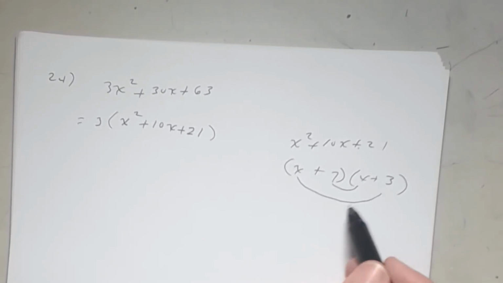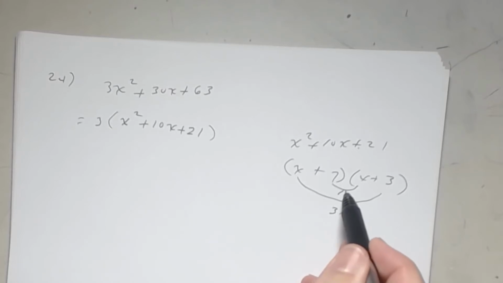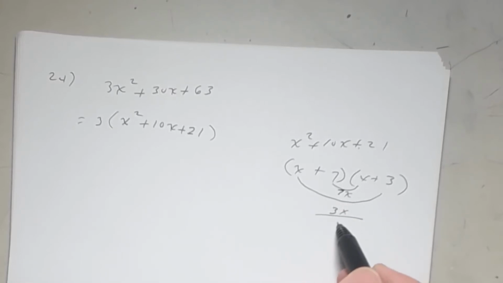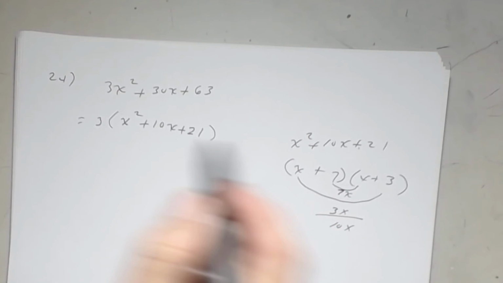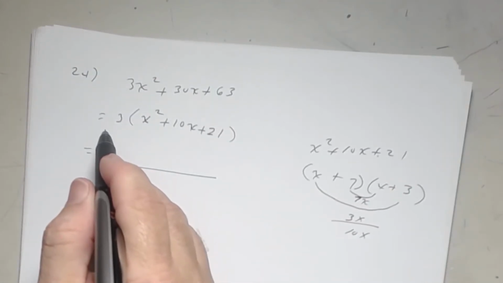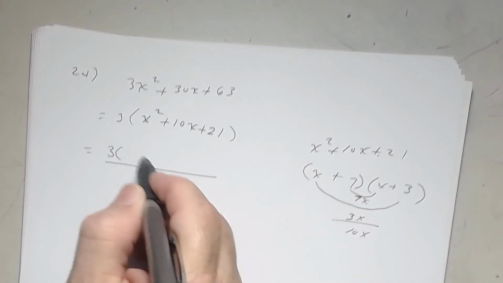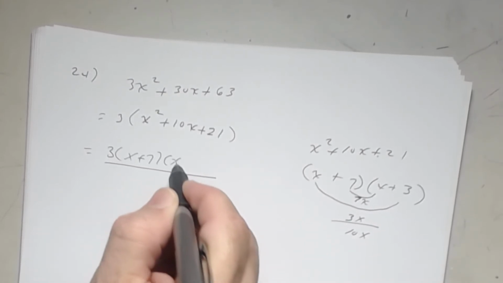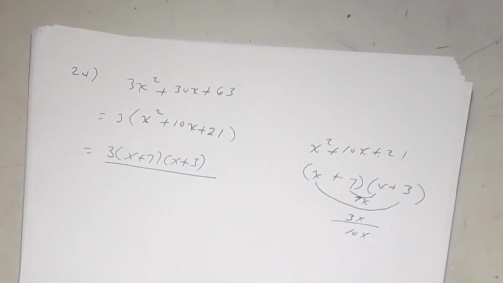What's the outer? 3x. What's the inner? 7x. When I add them up, what do I get? 10x. That's what you wanted. So therefore, the answer, don't forget you've got your GCF. So it's 3 times (x plus 7)(x plus 3). And we always tend to put the monomial first.